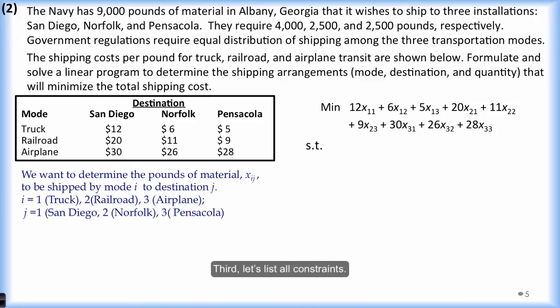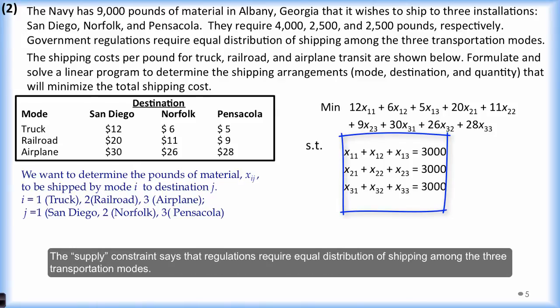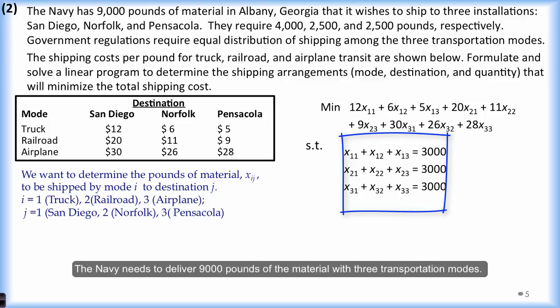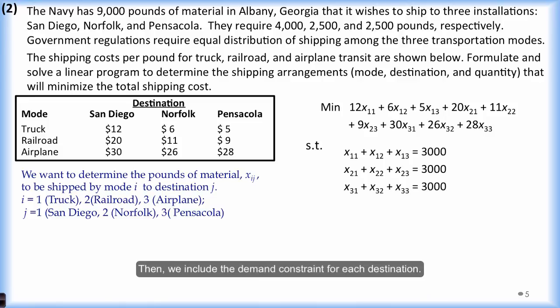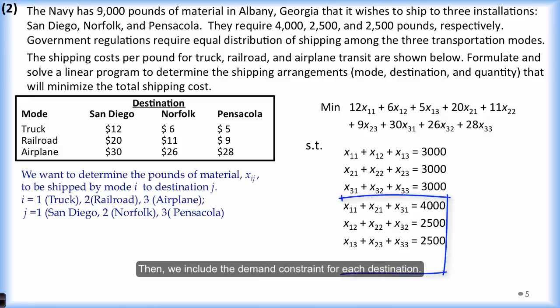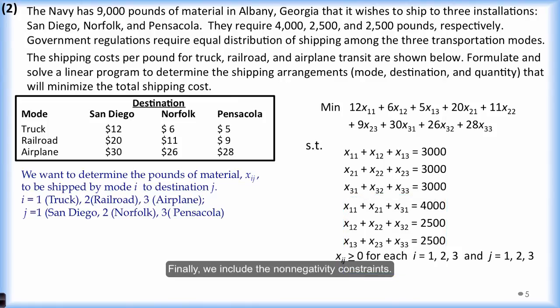Third, let's list all the constraints. The supply constraint says that regulation requires equal distribution of shipping among the three transportation modes. The Navy needs to deliver 9,000 pounds of the material with these three transportation modes. Therefore, the Navy needs to deliver 3,000 pounds of the material using each transportation mode. Then, we include the demand constraint for each destination. Finally, we include the non-negativity constraints.